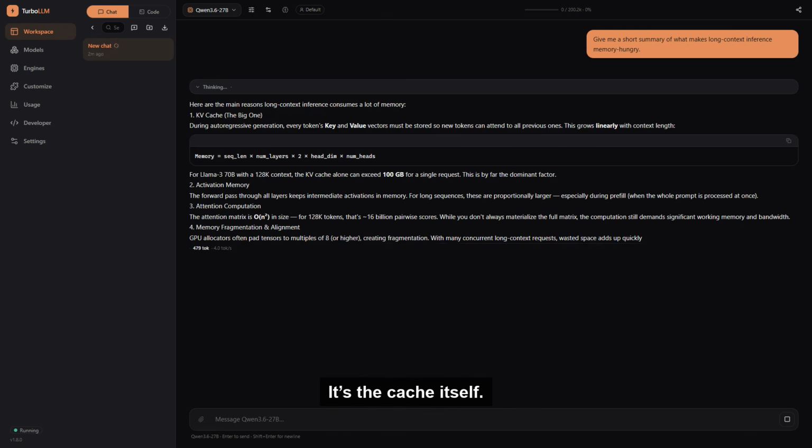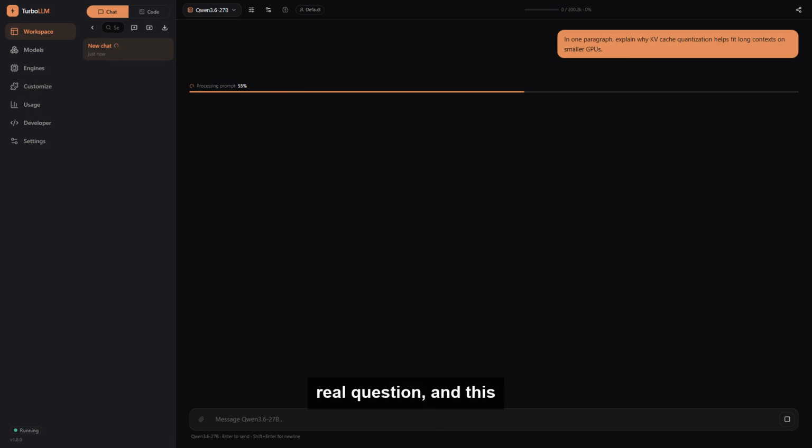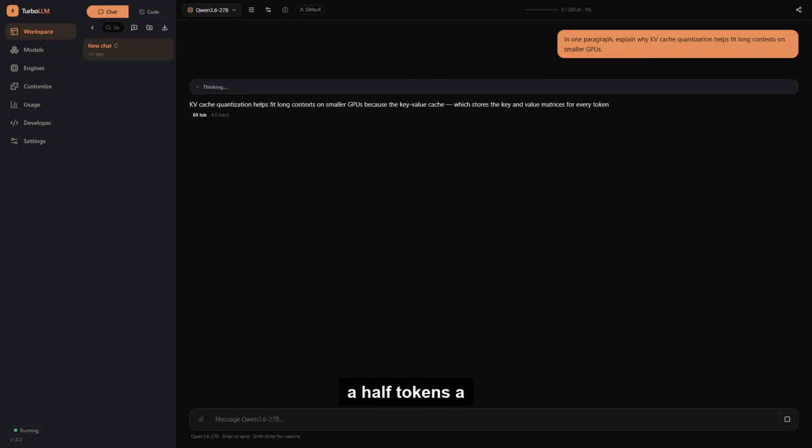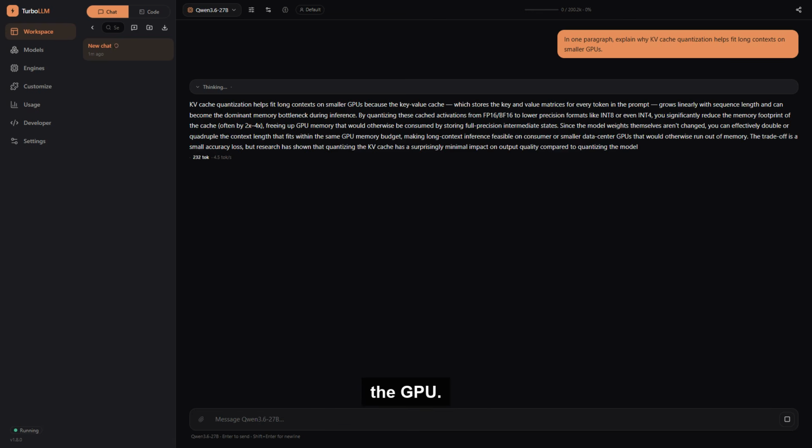It's the cache itself. Quantize the KV cache, standard 4-bit, still the regular engine. The estimate now says about 13 gigabytes, comfortably under the card's limit. Load it. Ask a real question. And this time it actually finishes, at about 4.5 tokens a second. Smaller cache, more room for real layers on the GPU.